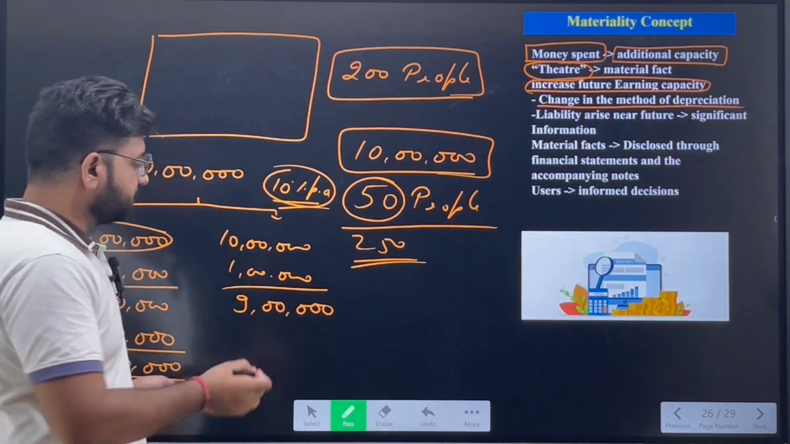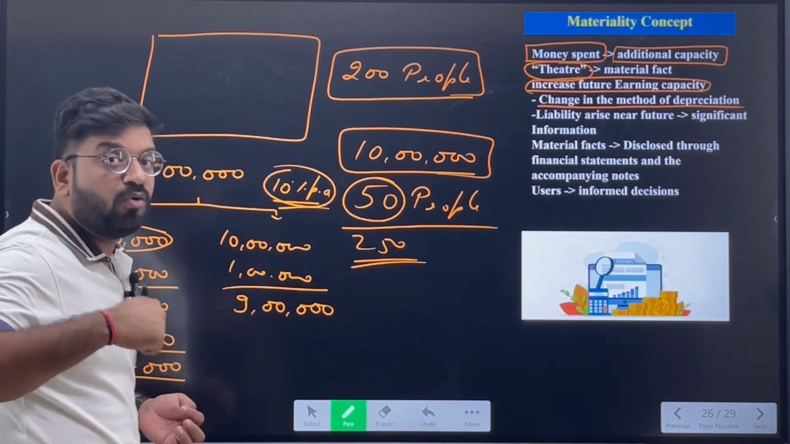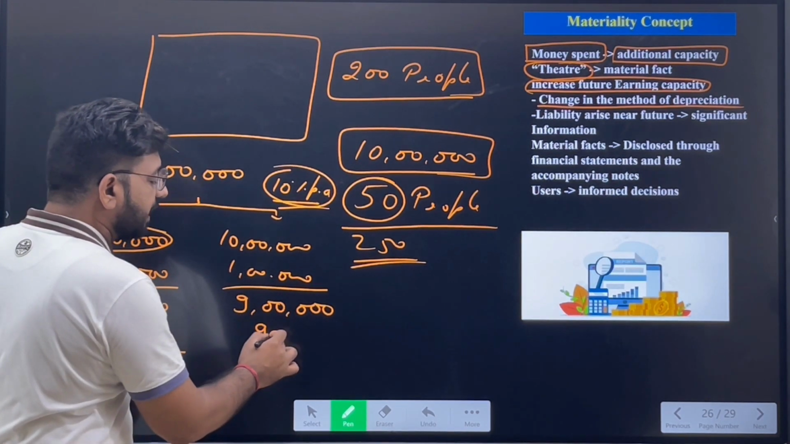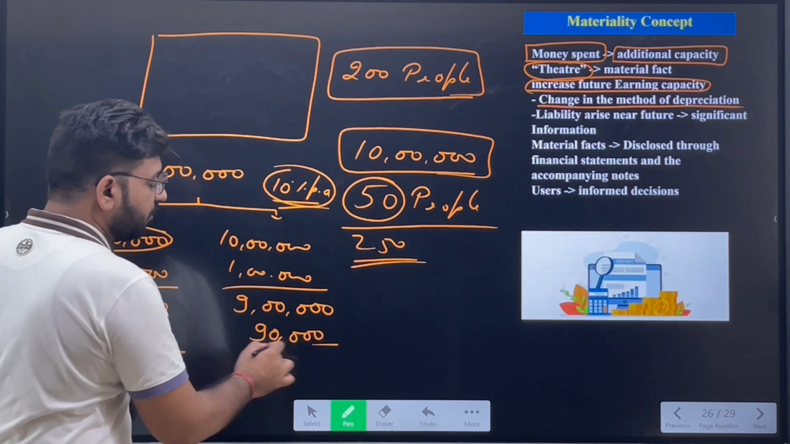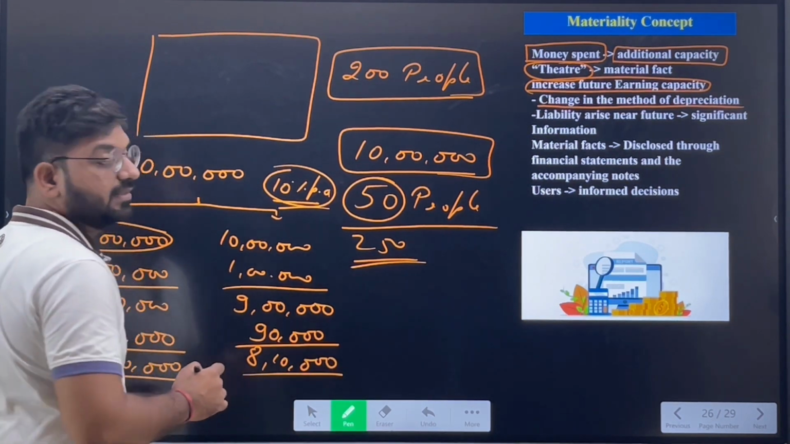The other method is where I have reduced it to 9 lakhs, and now I will charge depreciation on the reduced value, that is 10% of 9 lakhs will give me 90,000, and the amount which will be remaining with me will be 8 lakh 10,000.